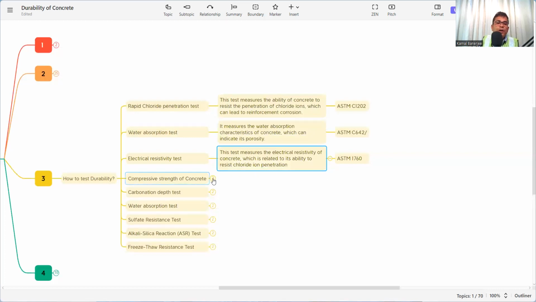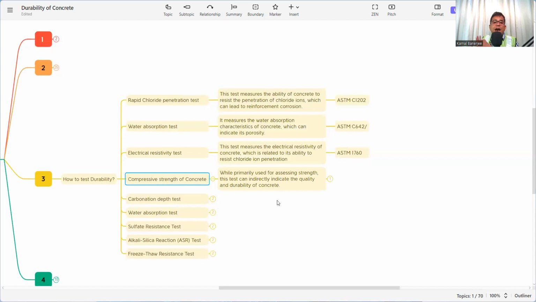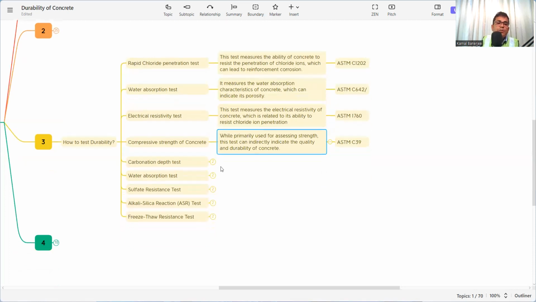Then compressive strength of concrete, which is primarily used for assessing the strength. These tests can indirectly indicate the quality and durability of concrete. How? Because if the desired strength is not developed in the concrete, that means the load bearing capacity is not there. If the load bearing capacity is not proper and we apply the load, then it will break or deteriorate. So these things also affect the durability of the structure. And how can we measure this? ASTM C39.